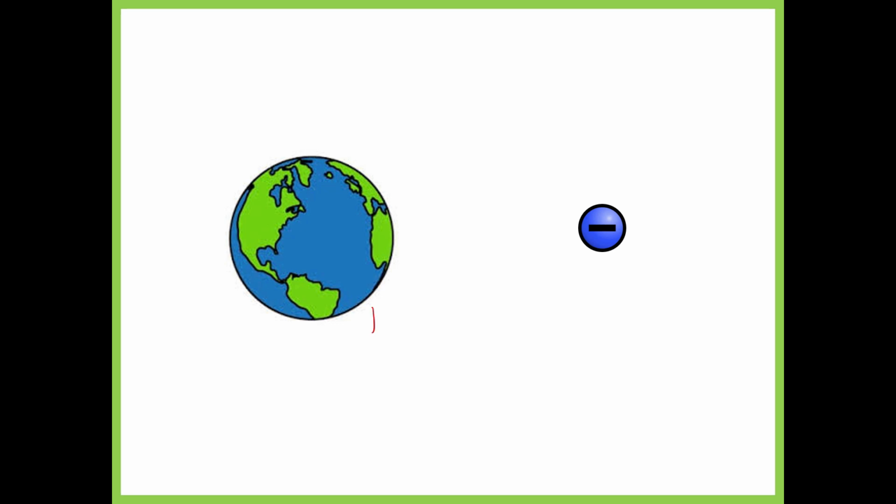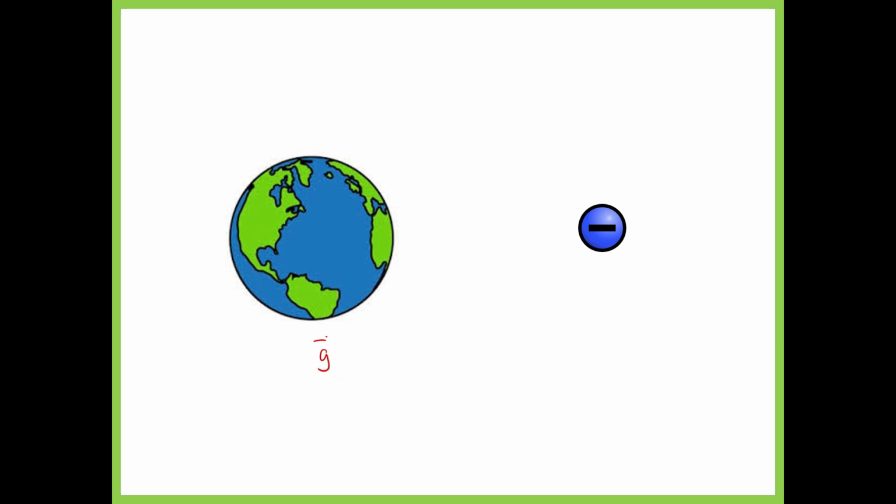This is our Earth, and this is a charge, negative charge. I hope you still remember chapter 8 last semester. Earth has its own gravitational field. So does the charge. Every charge will produce its own electric field. Electric field with symbol E is actually analogous to the gravitational field.